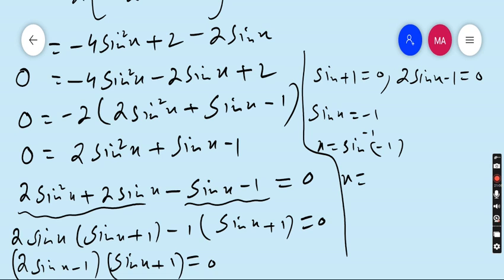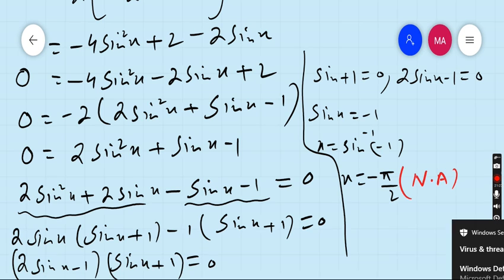So sin inverse minus 1 is minus pi by 2. This is not admissible because the domain given is from 0 to pi. So this is rejected. Now we have to take the second equation.